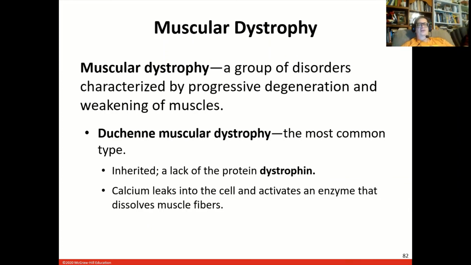Muscular dystrophy. Dystrophy is things are changing. They're abnormal. So it's a group of disorders where the muscles are breaking down and getting weak. Duchenne's muscular dystrophy. It's a genetic disorder, and you're having trouble making dystrophin.